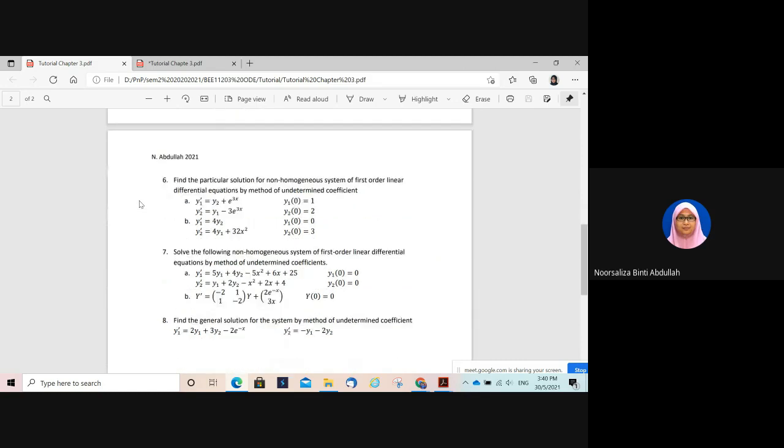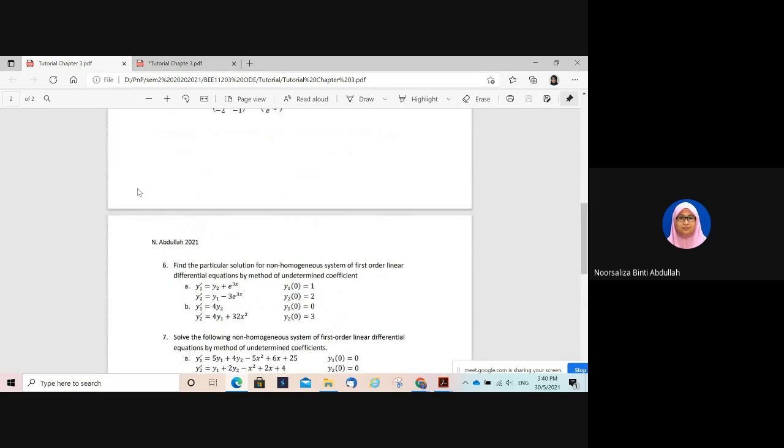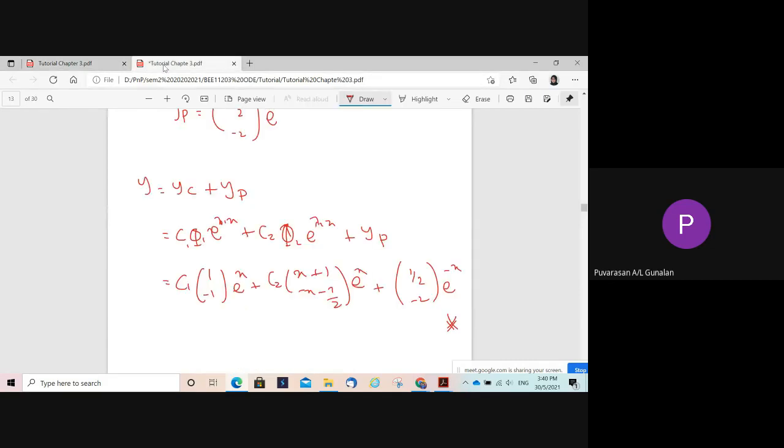Okay. 6, 7, 8. Okay. Metodnya sama. Cuma dia difference on the value only. Okay. Method. If you follow the method, you can get the answer. Doktor, tadi doktor buat untuk method undetermined kan? Memang pakai method of undetermined sahaja untuk chapter 3. Sebelum ni punya doktor, yang untuk 3 punya, soalan 3.